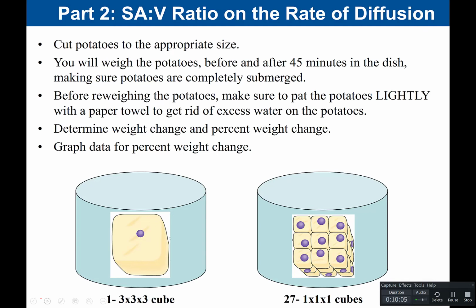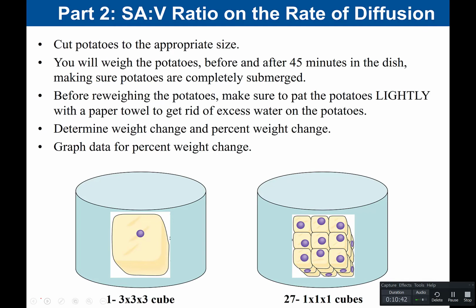So what you'll do is you would take the potato that you cut, and you would record the weight of the large cube and the small cubes. So you would record the weight before. Then you would submerge the potatoes in water and let them sit for 45 minutes, making sure that the potatoes are completely submerged. After the 45 minutes, you would take the potatoes out, lightly pat them just to get rid of any extra water that's on the outside, and then you would re-weigh the potatoes.